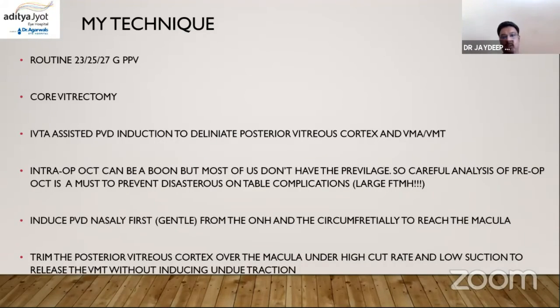ILM dye-assisted delineation of the posterior vitreous cortex and a gentle PVD induction, preferably starting on the nasal side, and then go circumferentially towards the macula rather than directly lifting the PVD over the macula and having disastrous complications like a large FTMH on table. Then you release the vitreomacular traction, with gentle suction and a high cut rate, cut the vitreomacular traction without undue traction on the macula.